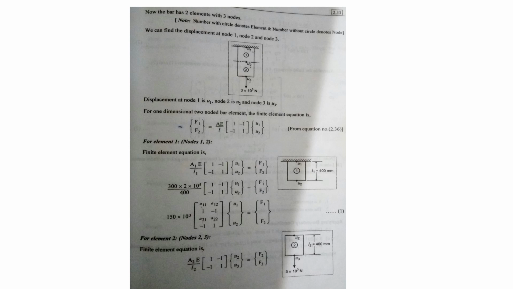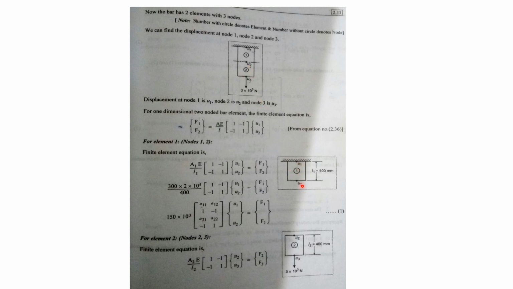For a one-dimensional two-noded bar element, we know the finite element equation. We will substitute the values of element 1 and element 2 separately in this equation, and then combine the values of both elements 1 and 2, and we will find the result. Let us see how it is done. First we will go to element number 1, which is shown here in this picture.